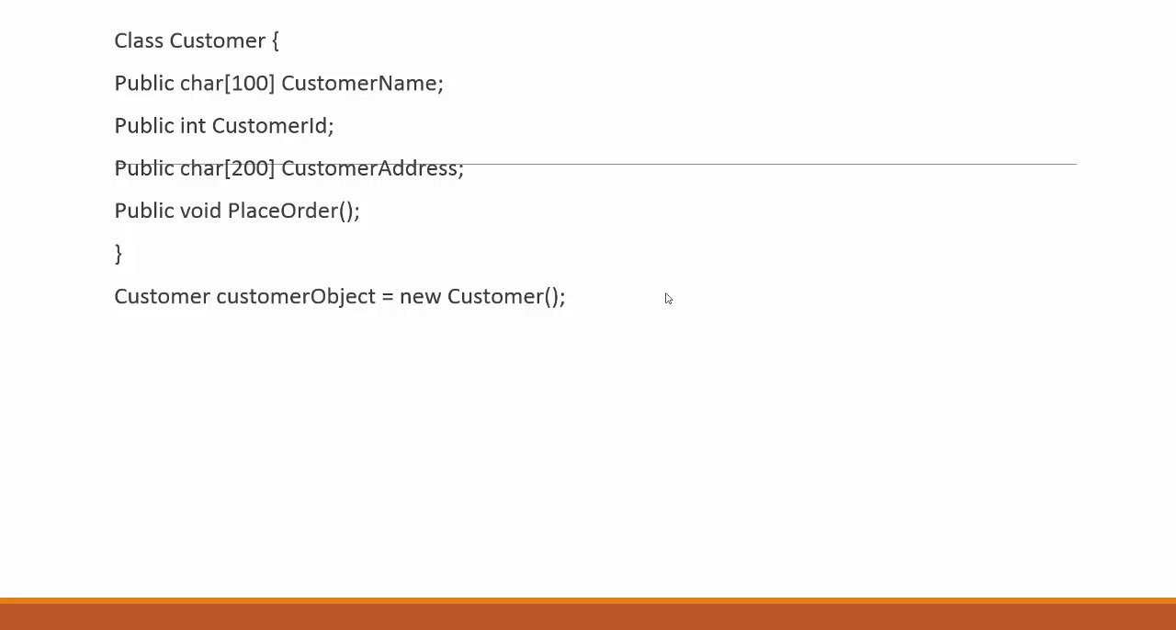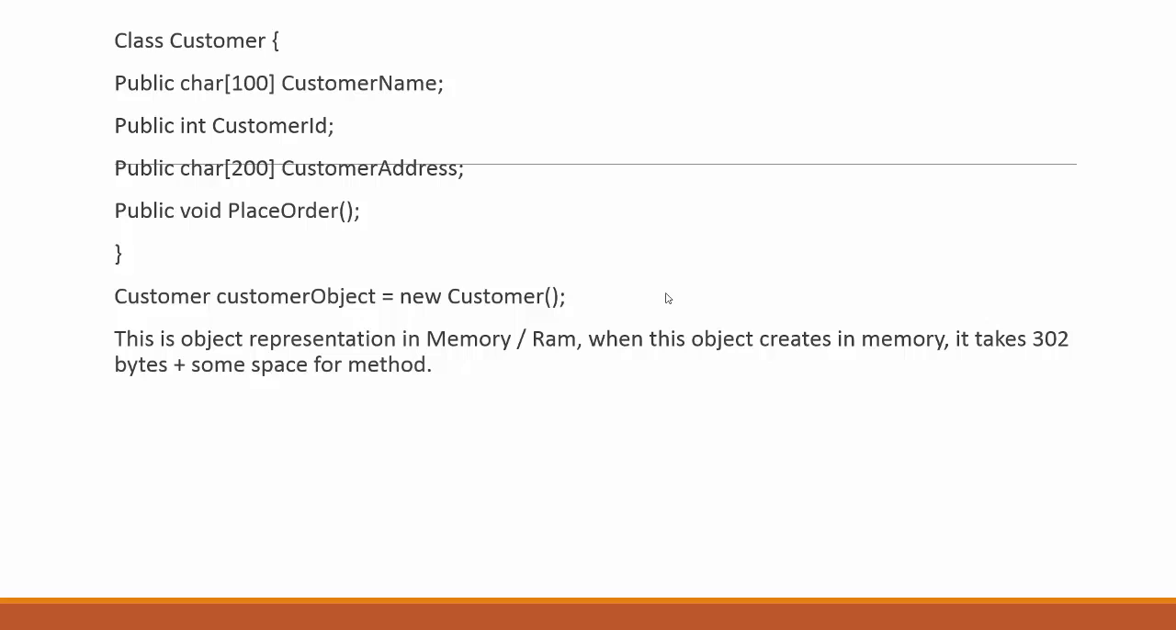But if you look at the last statement, customer object equals new Customer. What does this statement mean? When the compiler compiles and we run the program, and the execution comes to this line, it will actually create a representation of the class's data and methods in memory. The compiler will reserve space in memory for the different variables, different data, and the method.